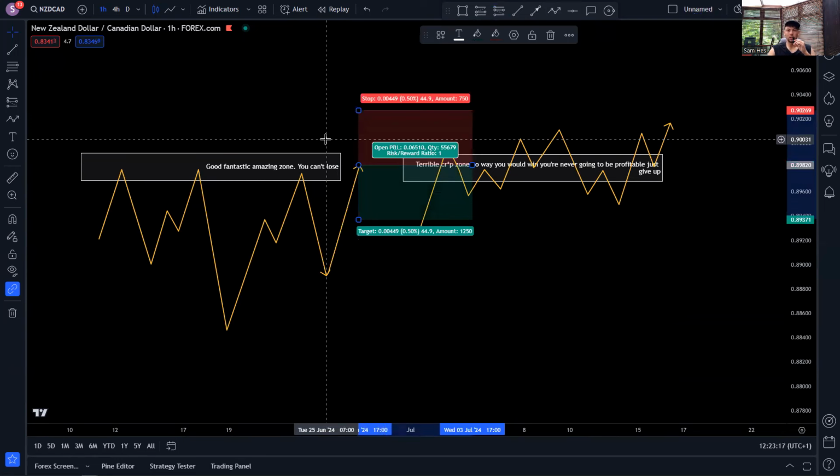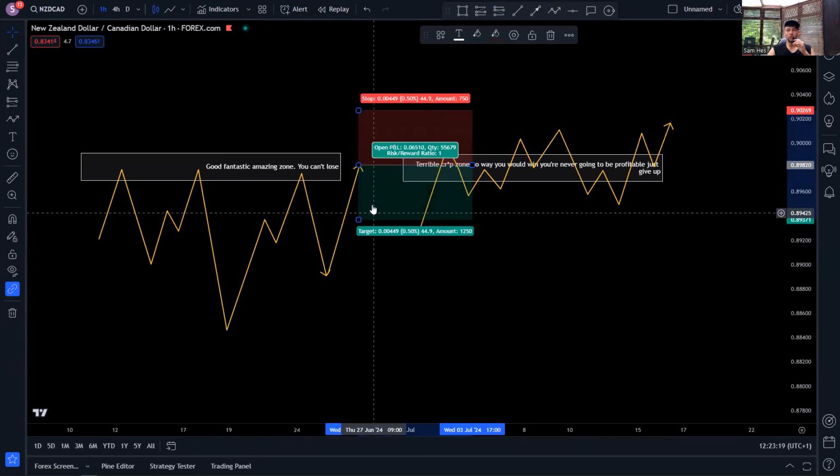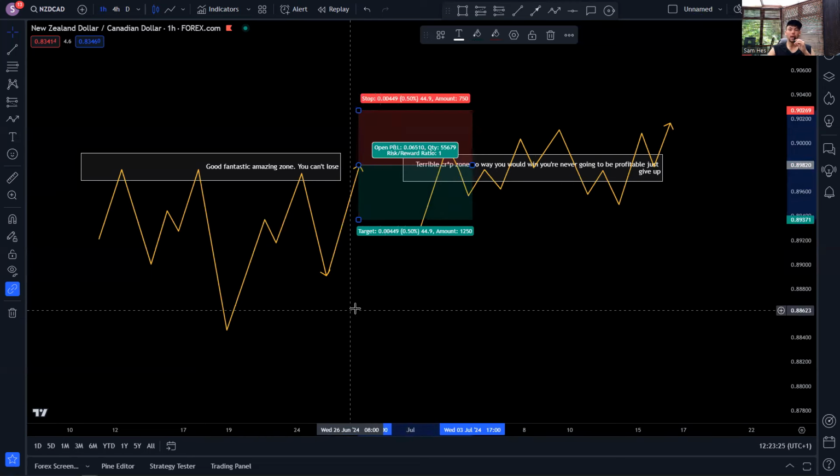You might want to wait for a few more things to line up. Like you might want to wait for some rejection. You might want to see it make a slightly lower low up here in a lower time frame, whatever it may be. But essentially, price comes here, there's a pretty good chance it's going to bounce.